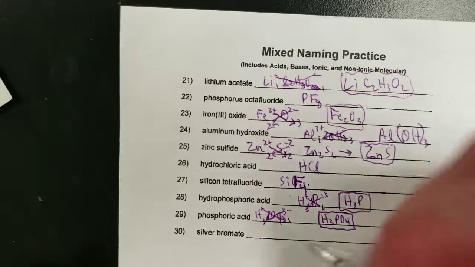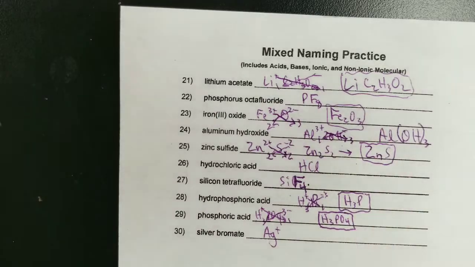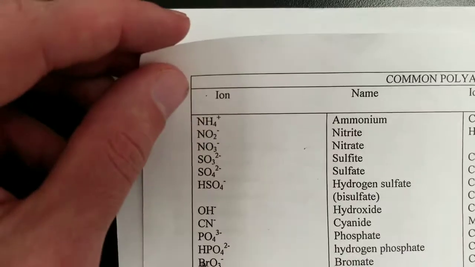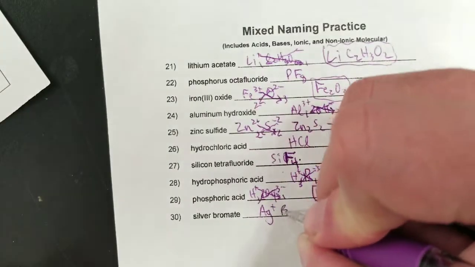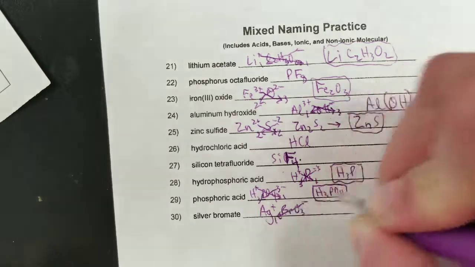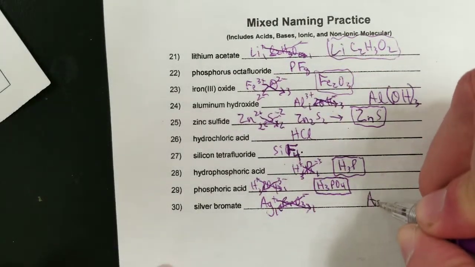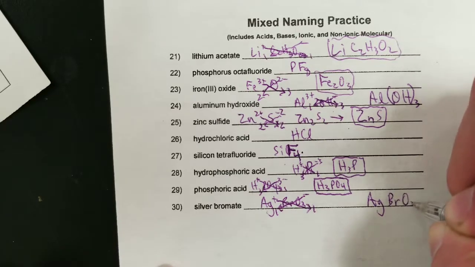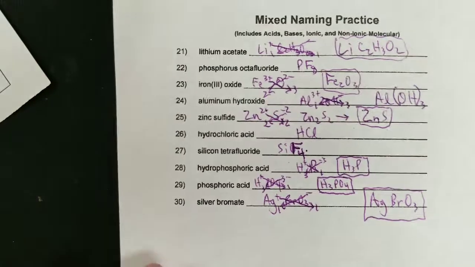Finally, silver bromate. Silver is Ag+. Bromate is on your list of polyatomic ions. There it is. BrO3 with a - charge. So your formula has 1 silver and 1 bromate. So AgBrO3, no parentheses needed because there's only 1 of each. And there you go.